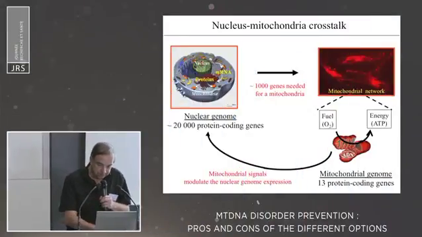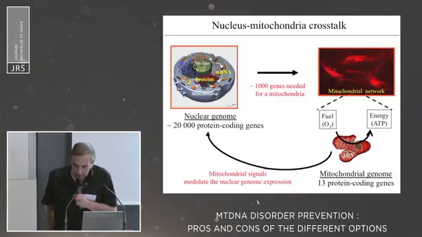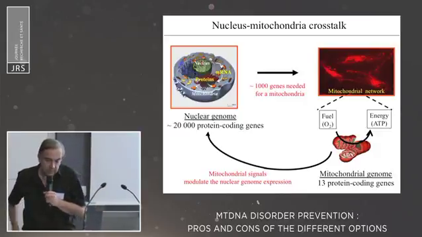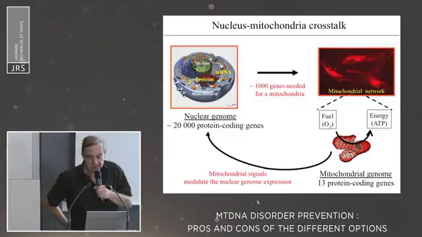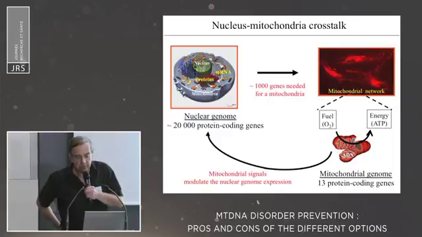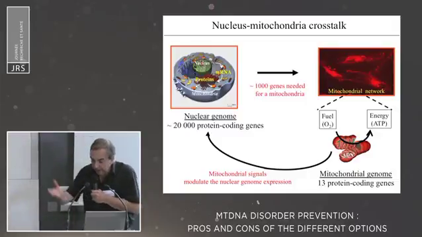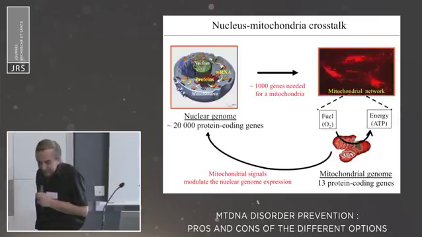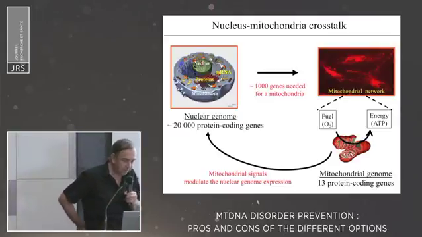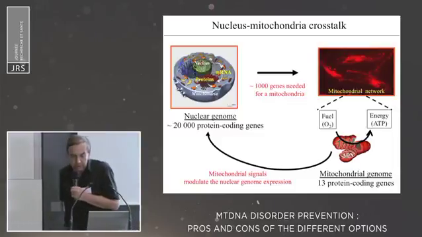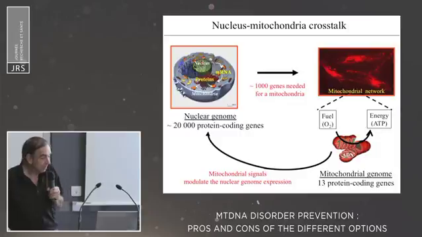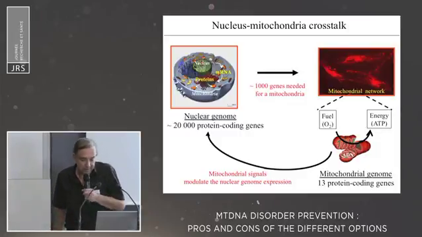This mitochondrial DNA maintenance is under the control of the nuclear genome, and over 1,000 genes are known to be mandatory for mitochondria. And more recently, as Andrew mentioned, there was some evidence that maybe mitochondrial signals modulate the nuclear genome expression, even if these signals are poorly known.